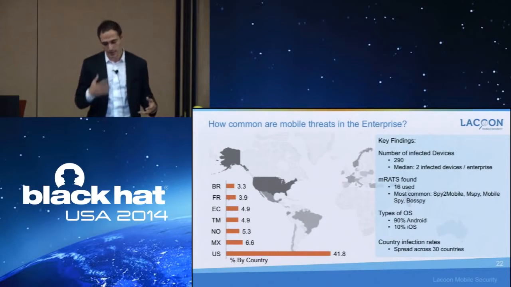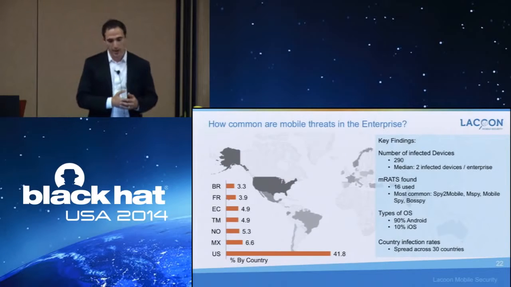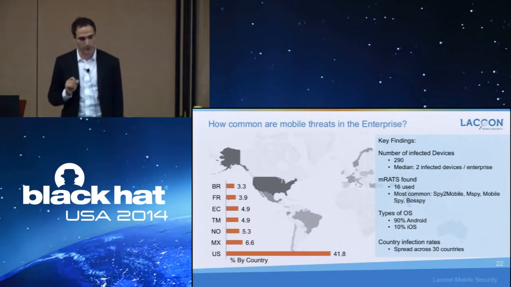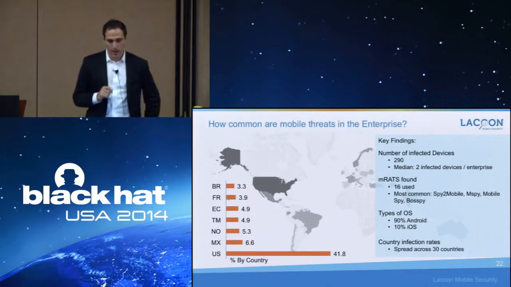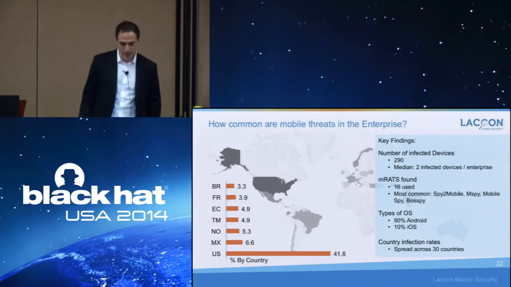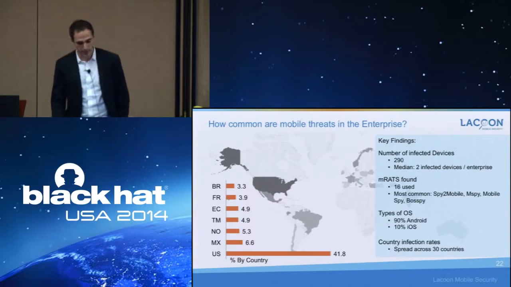So you have 90 enterprises, right? 290 devices infected within those 90 enterprises with targeted mobile remote access Trojans. Sorry, not on average, the median value was 2 infected devices per enterprise. 16 different families. And while probably most of you think that iOS is completely safe, Android is where you have most of the issues. Clearly, because those are targeted attacks, you have 10% infection rates on iOS. Out of all those MRATs that we've detected, 10% of them were on iOS.